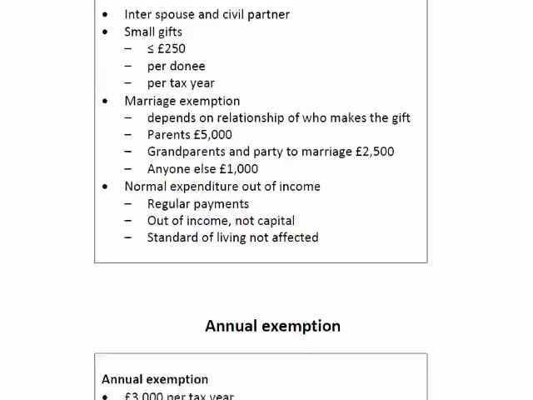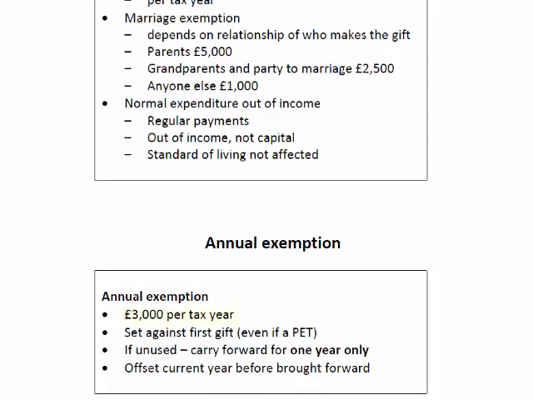Looking at the annual exemption first, it is £3,000 per tax year, and this doesn't change between Finance Acts. It's always set off chronologically against the first gift in any tax year, even if that first gift is a pet and it may seem that the annual exemption is being wasted. Very unusually for tax, any unused annual exemption can be carried forward, but for 1 year only. And as I've already mentioned, you always offset the current year before any brought forward annual exemption.